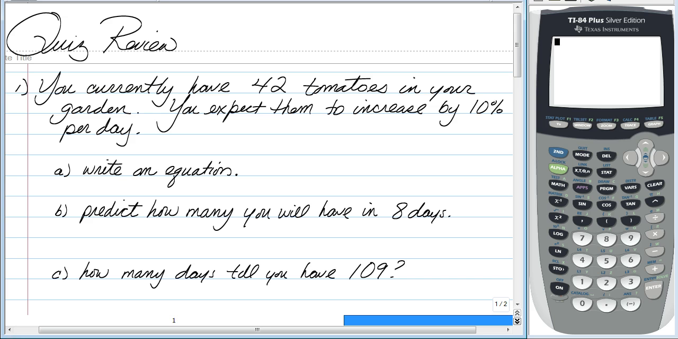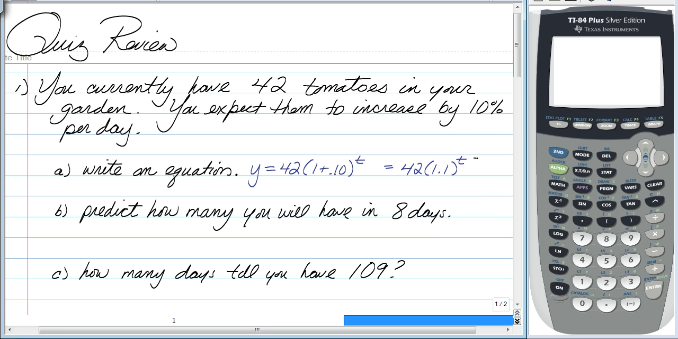So we're going to look at a tomato garden that has 42 tomatoes in it and is expected to increase by 10% per day. To write an equation that represents this situation, we're just going to say y is equal to our initial amount of 42 times 1 plus 0.10, since this is an increase, raised to t. That's the generic equation. You don't want to answer anything or substitute anything for t. Even better is writing it as 42 times 1.1 raised to the t power.